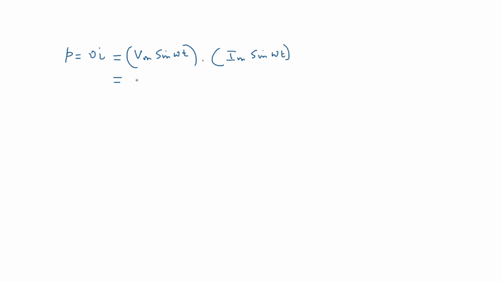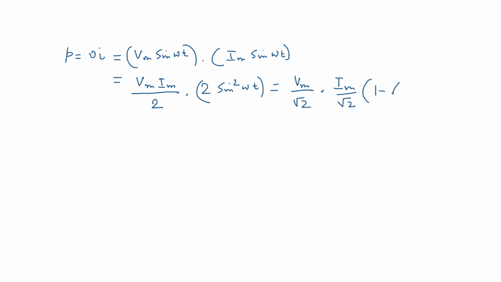So we represent Vm Im by 2, that is 2 sin square omega t. So we write Vm by root 2 multiplied by Im by root 2 into 1 minus cos 2 omega t. So this is the expression for instantaneous power.